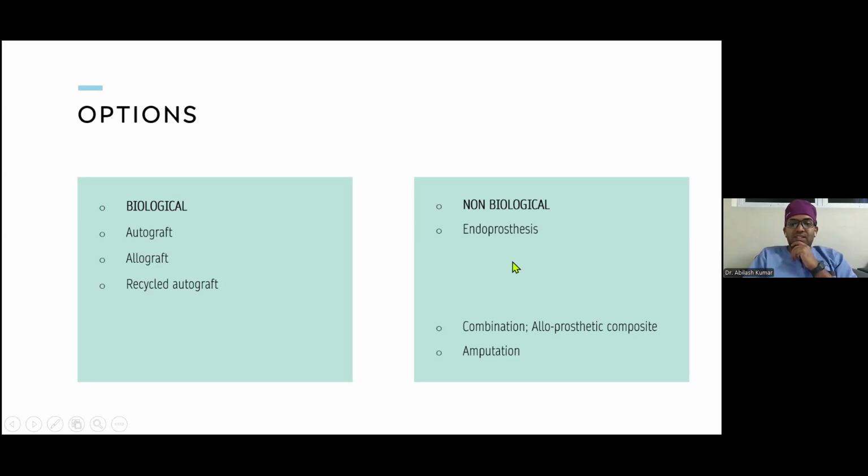Now, there is a way where we can combine the usage of biological and non-biological reconstruction. We combine an autograft or an allograft with the use of a prosthesis, and in that instance, we name it an alloprosthetic composite. Now, in cases where the tumor encroaches into the neurovascular bundle, most of the time it's not salvageable, and that's when the patients end up with an amputation.